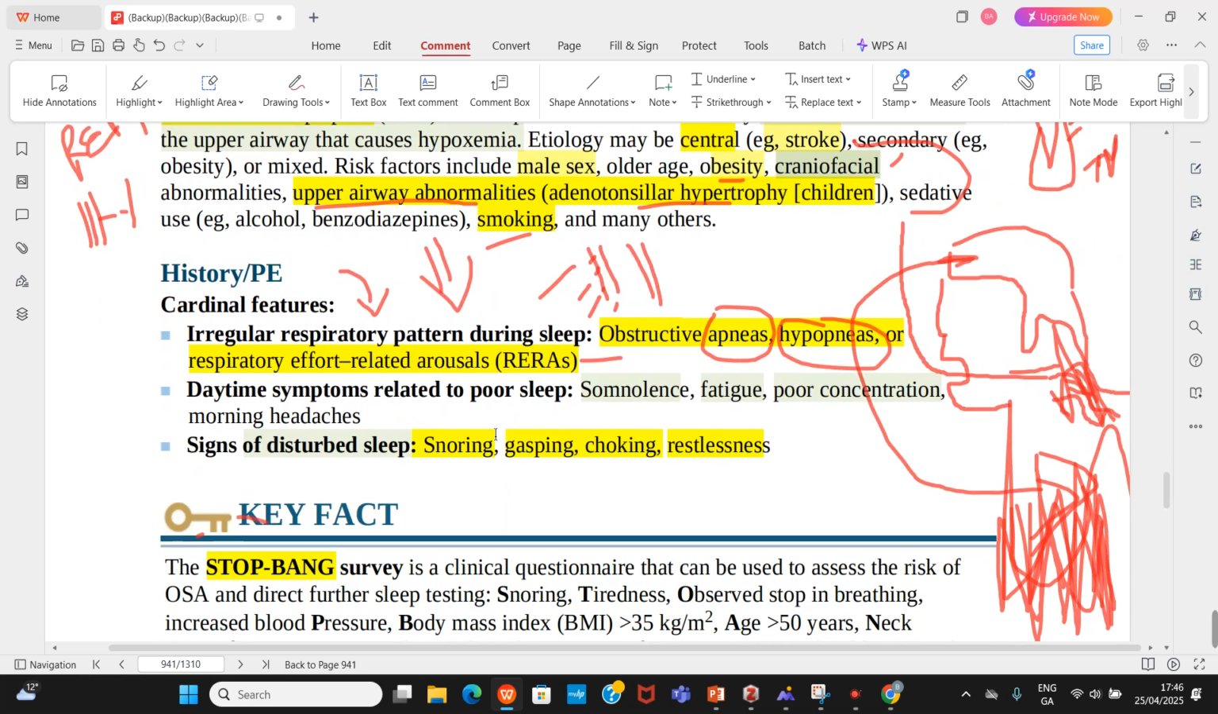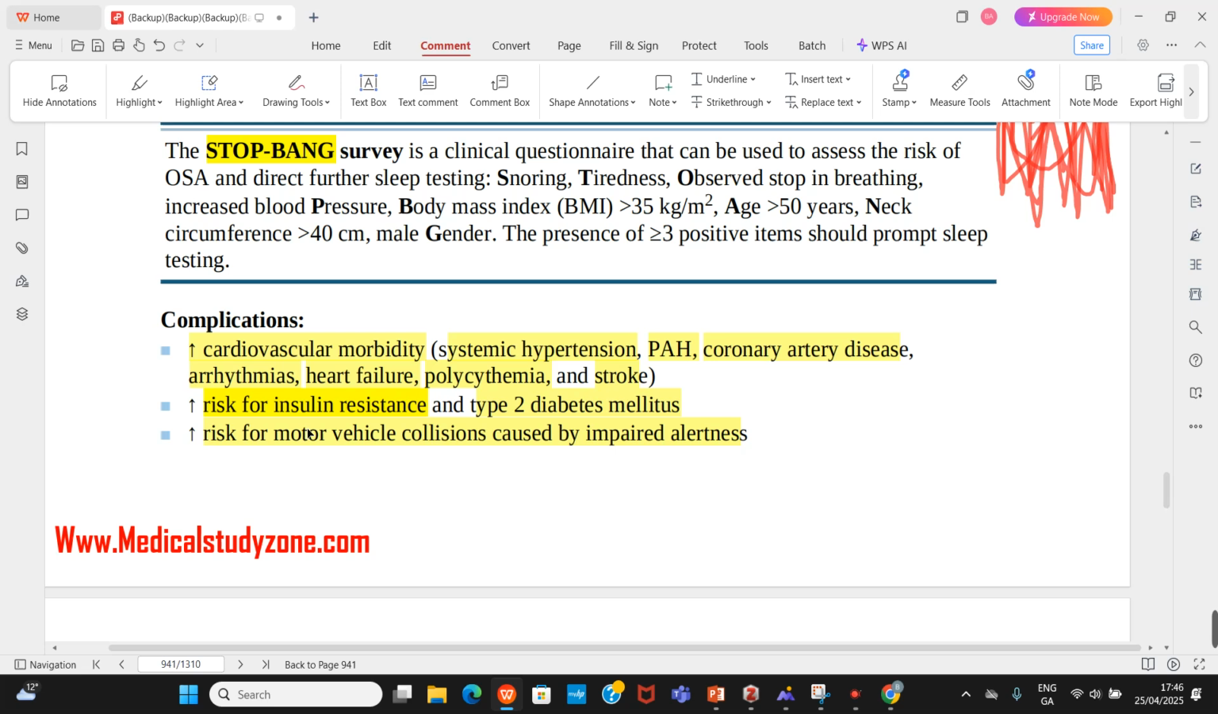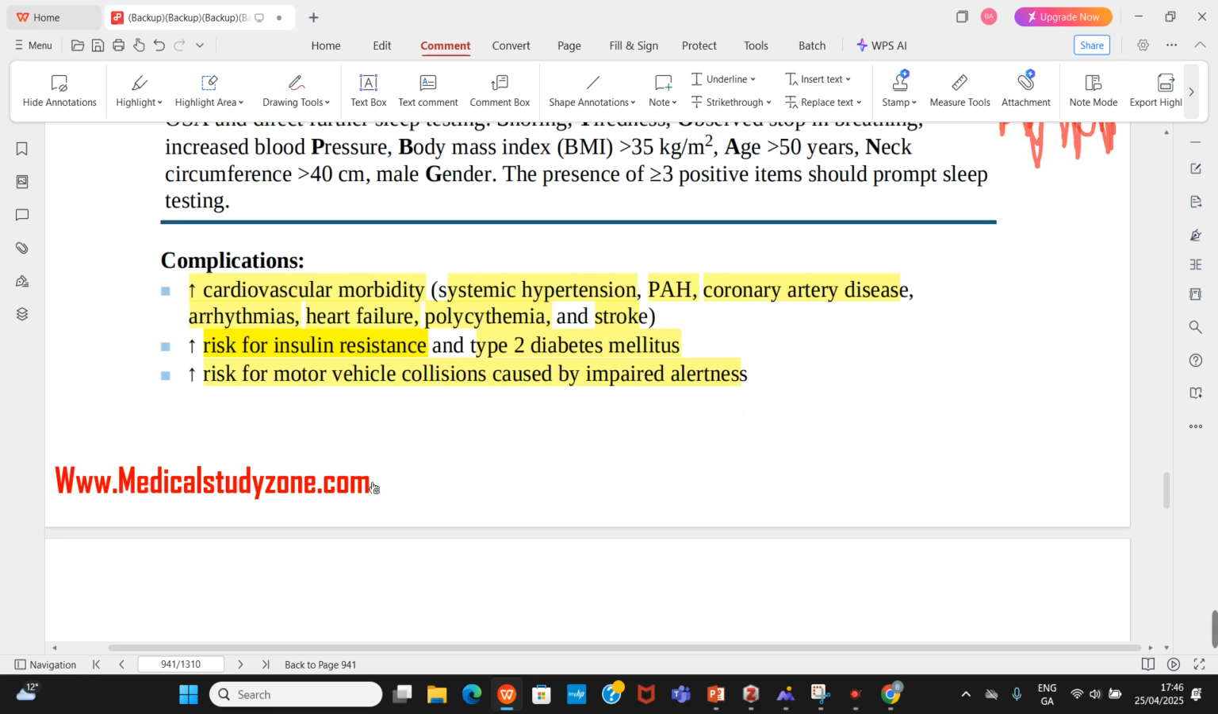Obesity is one of the risk factors for obstructive sleep apnea, right? Yes. So that is why people with OSA can have insulin resistance and type 2 DM. They have a very high risk for motor vehicle collisions and impaired alertness because they are not sleeping. Poor cognition, poor concentration, so they can have accidents a lot of the time.